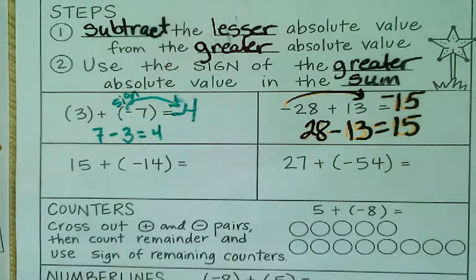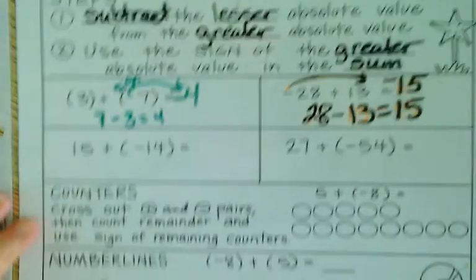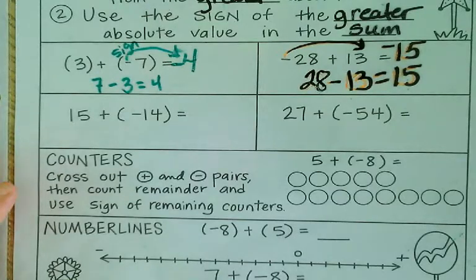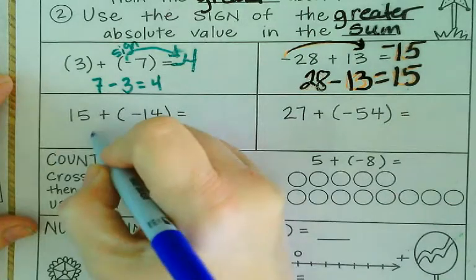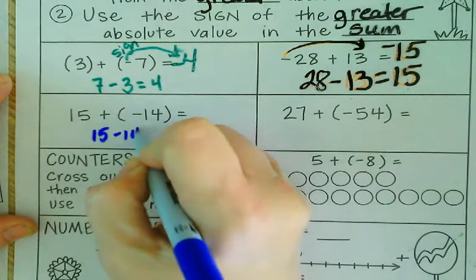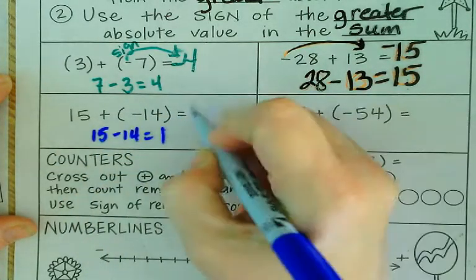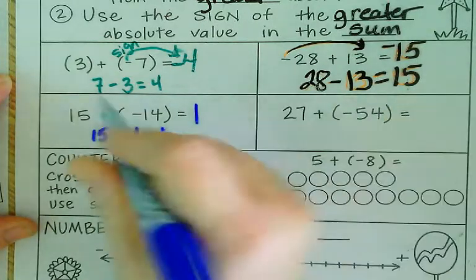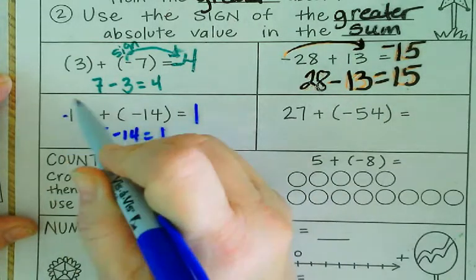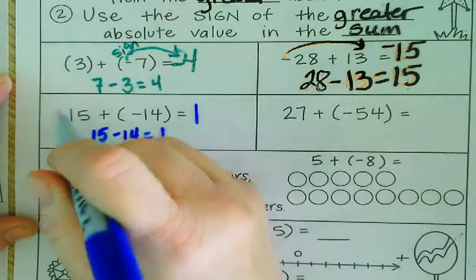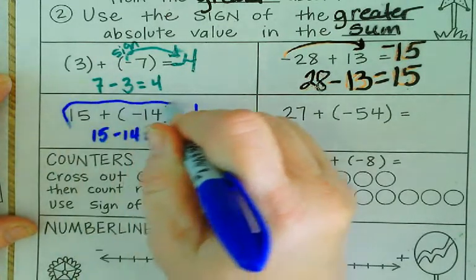All right, 15 plus -14. So we have absolute value of 15 is 15, absolute value of -14 is 14. So that means we're going to do 15 minus 14, which equals 1. And the sign we're going to use is this one, right? So we take this sign over here. Pow! So our answer is +1.